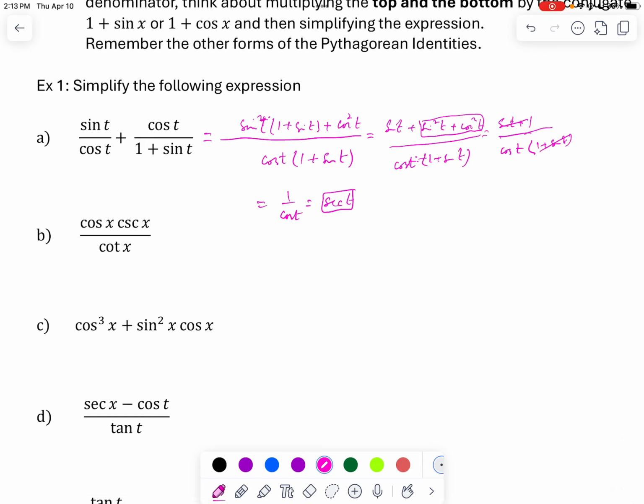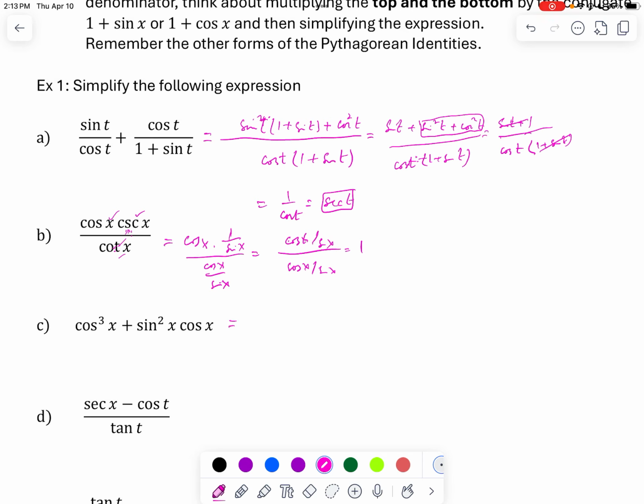Next one, here you see there is cosine x, then we have cosecant and cotangent. Since we have cosine along with these two, we should convert these two into cosine and sine. So this can be written as cosine x, and cosecant is 1 over sine x, and the cotangent is cosine x over sine x. Now try to simplify. We basically have the top as cosine x over sine x and the bottom is also cosine x over sine x. So we basically get 1.